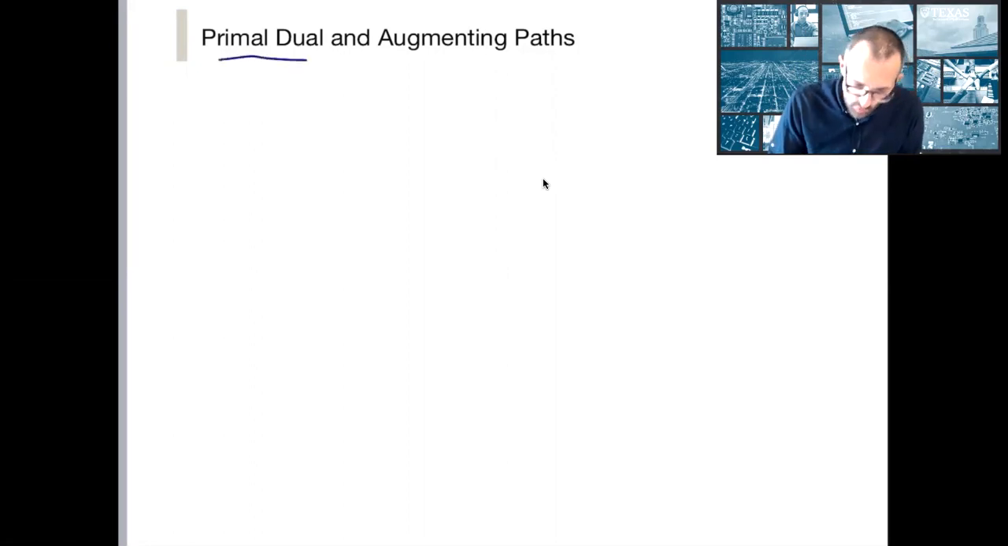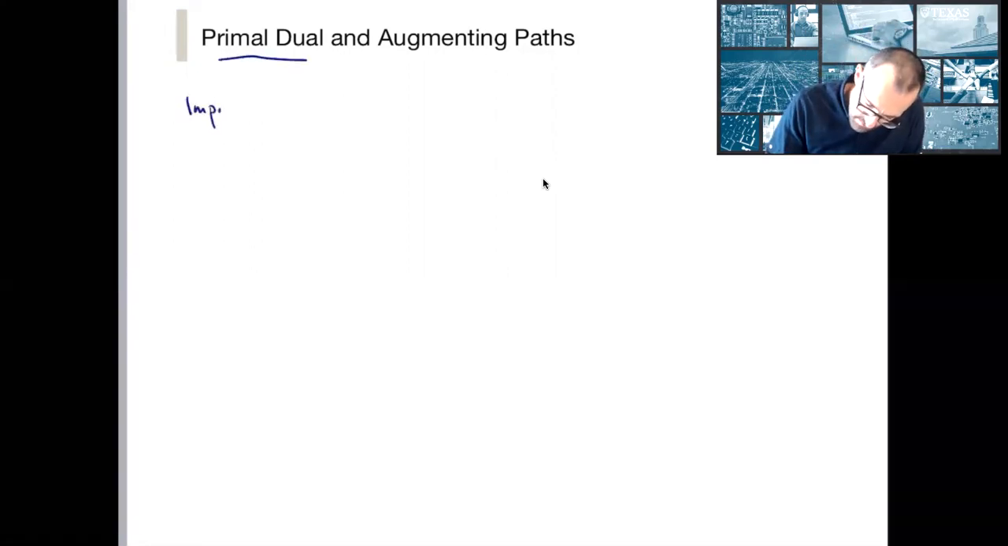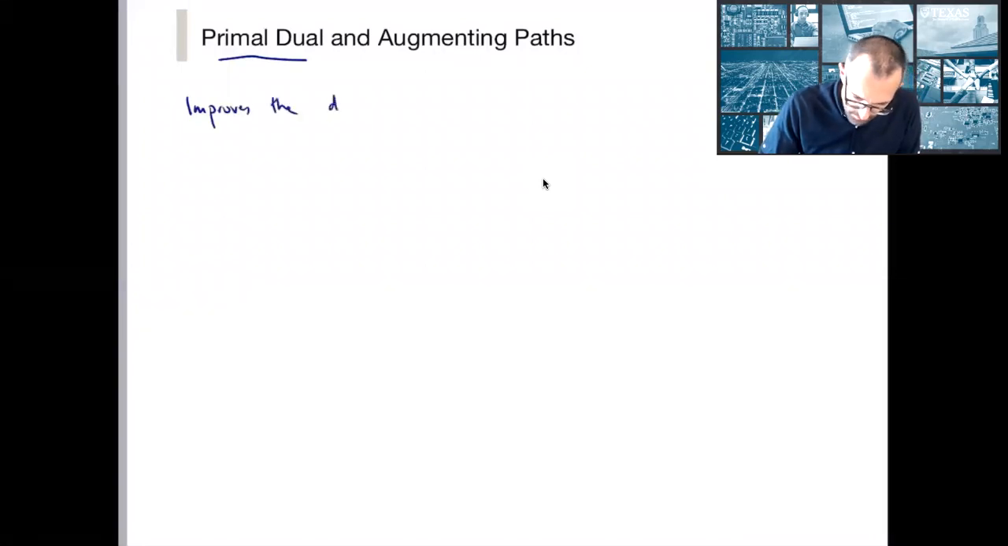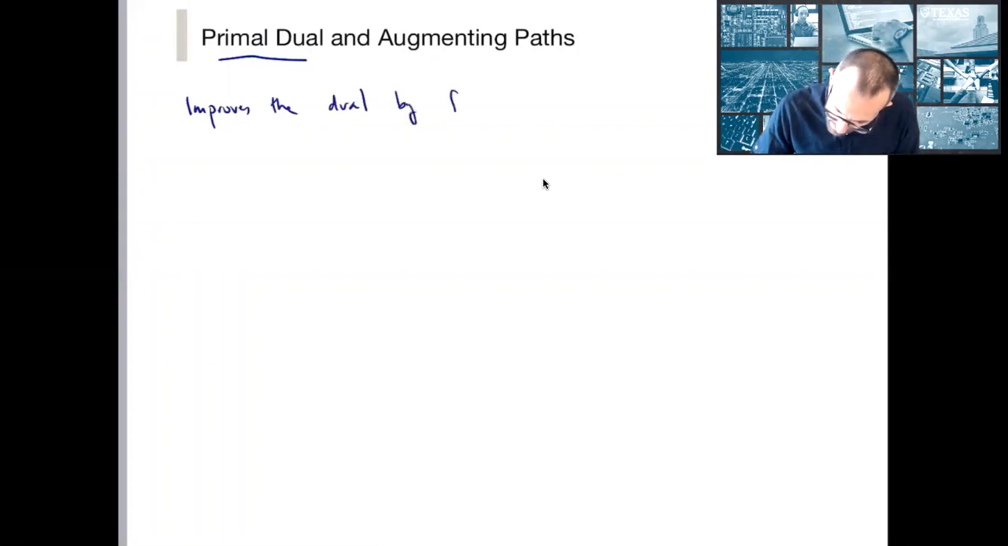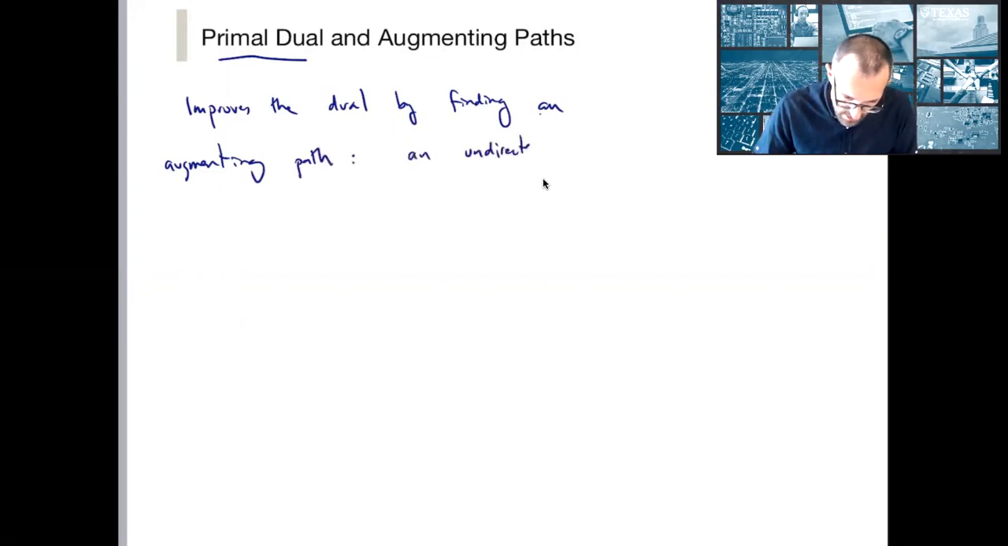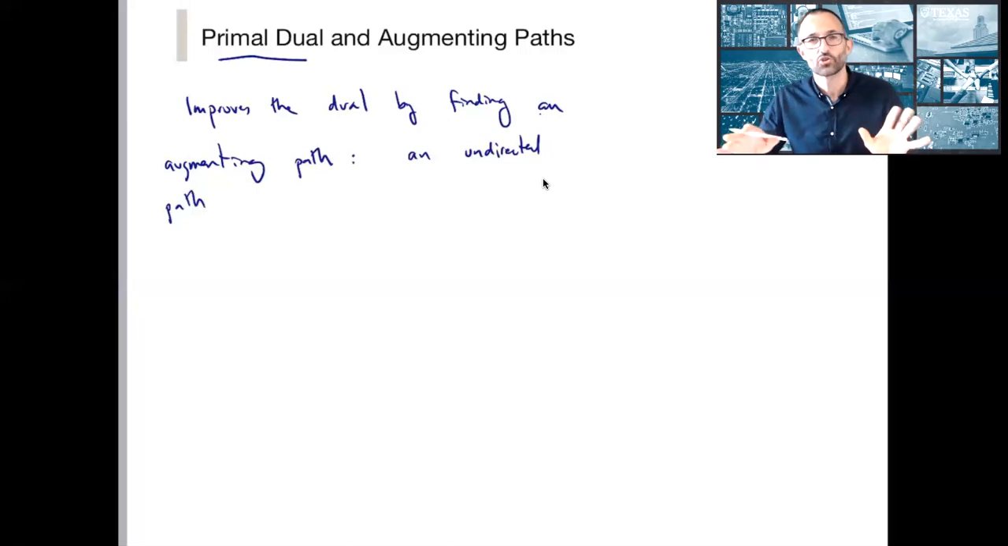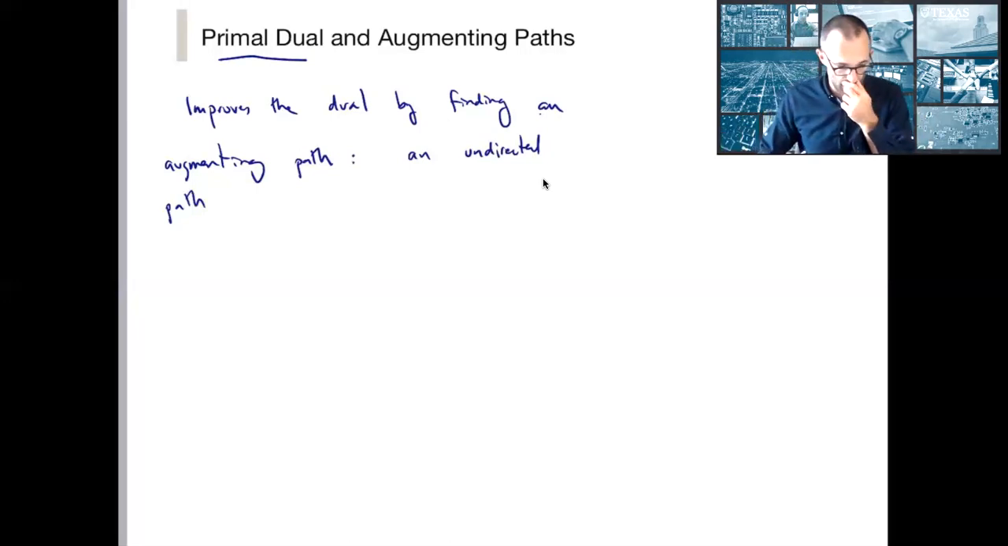So what does the primal dual algorithm do? It improves the dual solution F, which seeds this whole process, by finding an augmenting path, which means a path that's going to augment the flow. So this is going to be an undirected path, a path that is not just restricted to using edges in the forward direction, but it's an undirected path that is restricted in the following way.